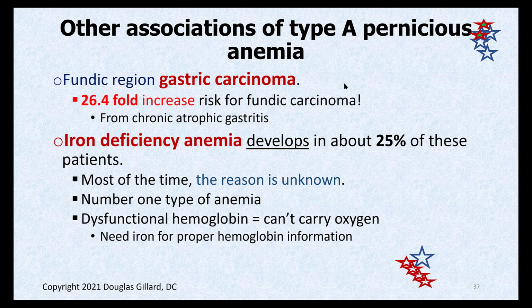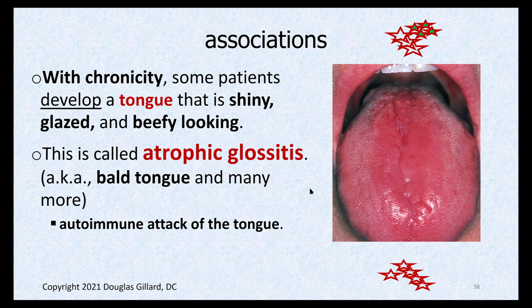Here's another one. I always ask this on a test. So about 25% of the patients with pernicious anemia have iron deficiency anemia. Iron deficiency anemia, Lola, what's that say? Number one type of anemia. Yep, it's iron deficiency anemia, the number one type of anemia. We don't know why, what the association is. But anemia is anemia. You have messed up hemoglobin, you can't carry oxygen, and you get those symptoms of anemia.